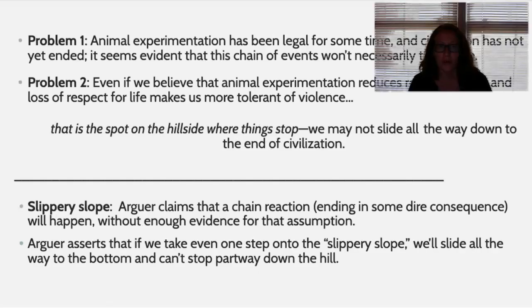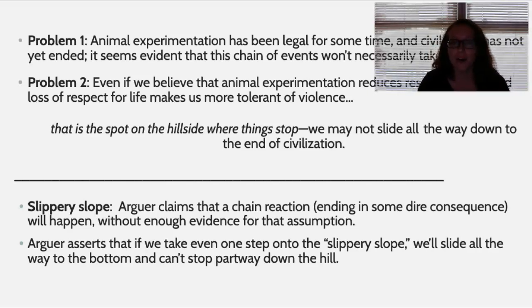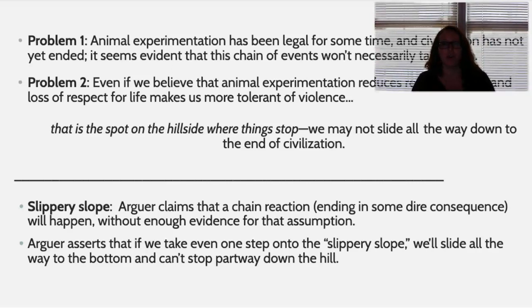The first problem here is that animal experimentation has actually been illegal for some time. And civilization has not yet ended, so it's pretty evident that this chain of events is not going to happen, that civilization is not going to end. And I want to make this point too, that it doesn't mean that you can't make a good argument for why animal experimentation should be illegal. Again, it's situational. It's about how this person is presenting the ideas in this circumstance, not the issue as a whole.